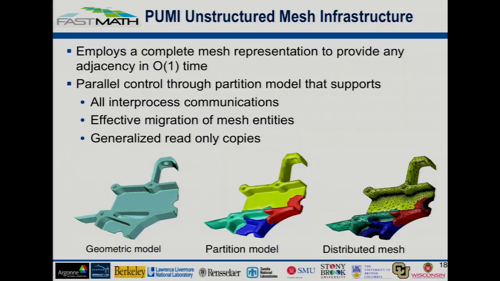So I'm going to pick up and talk about the second parallel mesh infrastructure, which we refer to as PUMI, for parallel unstructured mesh infrastructure. It employs a complete representation that allows us to get any adjacency in order 1, so we can support whatever any application would want. Everything's controlled through the partition model for the parallel operations.